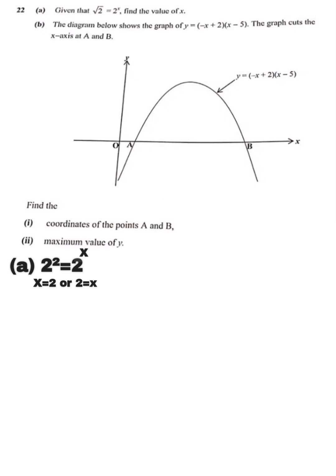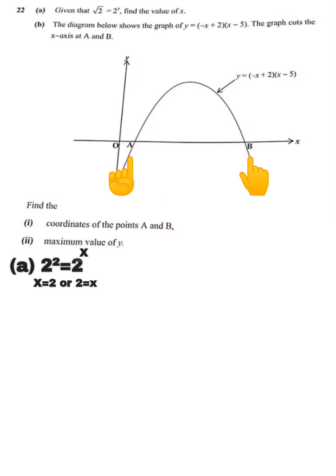Then as for b, the diagram below shows the graph of y is equal to, open bracket, negative x plus 2, close bracket, open bracket, x minus 5, close bracket. The graph cuts the x-axis at a and b. Find, Roman numeral 1, the coordinates of the points a and b.